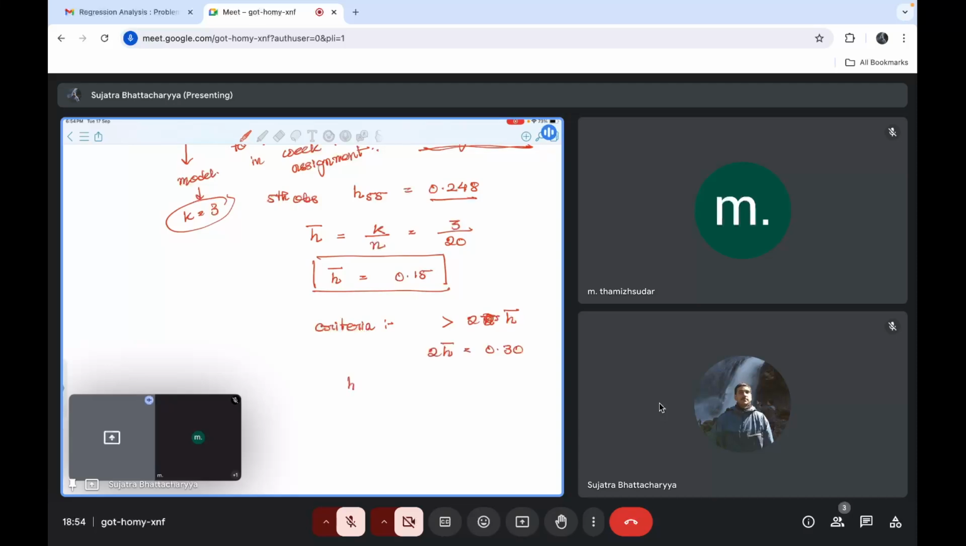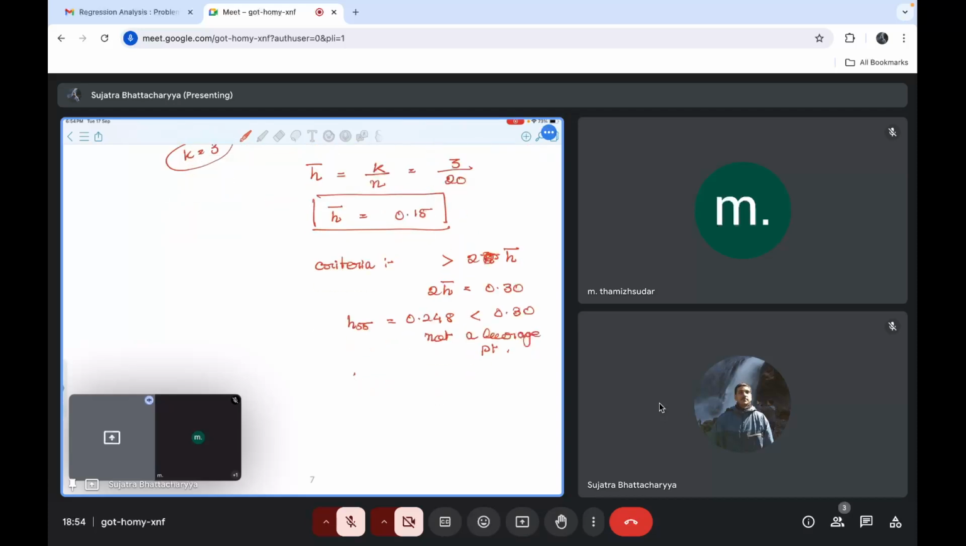Now check h55, which is 0.248. Is it greater than 0.30? No, it is less than 0.30. Therefore, it is not a leverage point. Correct? And what about the other one? h15, which is 0.333. This is greater than 0.30, which means that it is a leverage point. Clear? So through this, we can understand that yes, this is the leverage point.